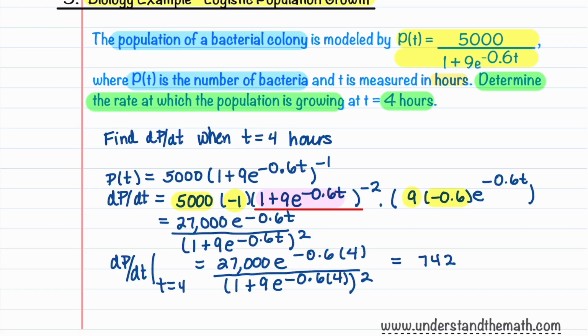Let's see. It's the rate of change of the population over time. So population is bacteria, so this is bacteria. And then our time is measured in hours, so it's bacteria per hour. And that's our final answer.